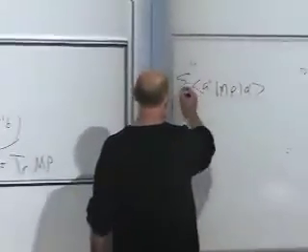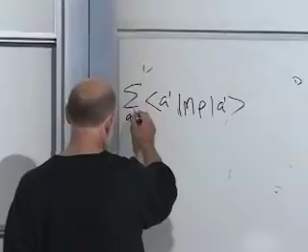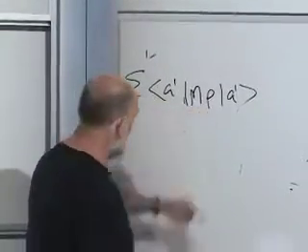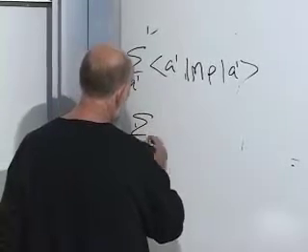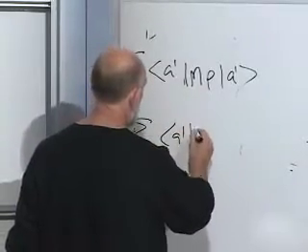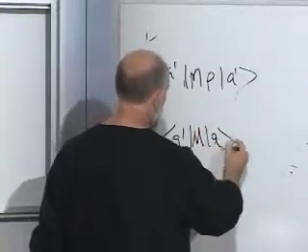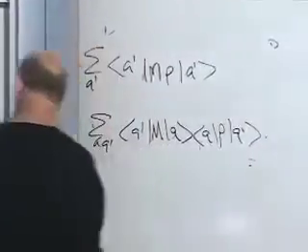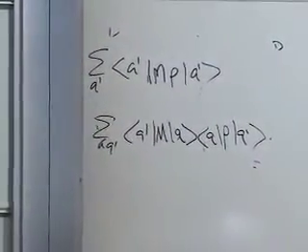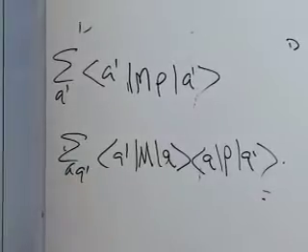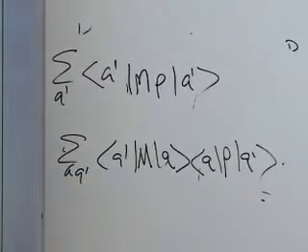All right, this is the trace. This is the definition of the trace. But now if I insert a complete set of states in here, it becomes a sum over A and A prime of A prime M A rho A prime. That's just this. M A prime A, that's this, and rho A prime, that's this.